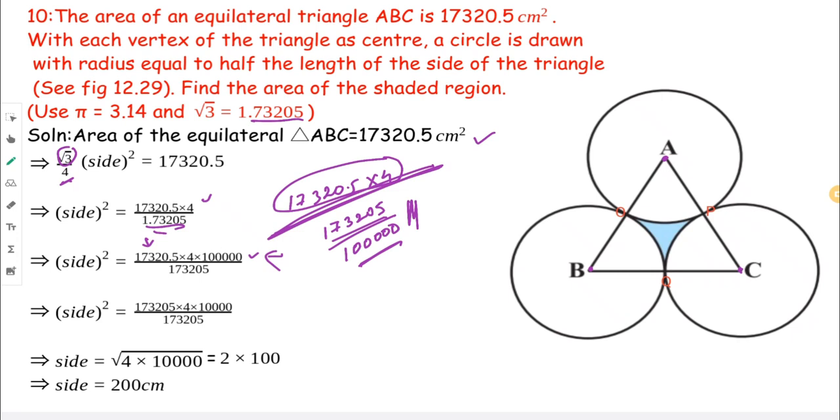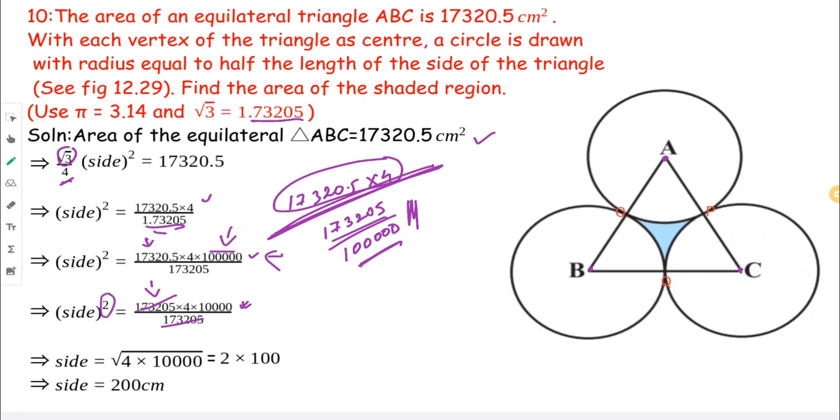Now the next step, you can see that 17320.5 is there. So I'll try to remove this point, which means I have to multiply by 10. So I'll take the 10 from here. This was 5 zeros, but it became just 4 zeros here. And you can see the decimal point has been removed. Then 1732005 into 1, I'll be left with 4 into 10,000.